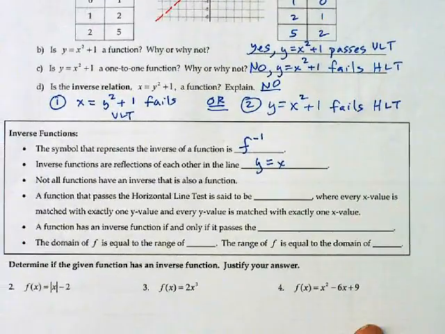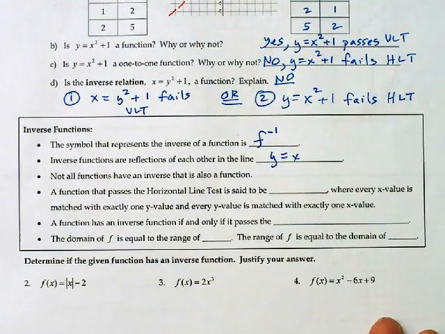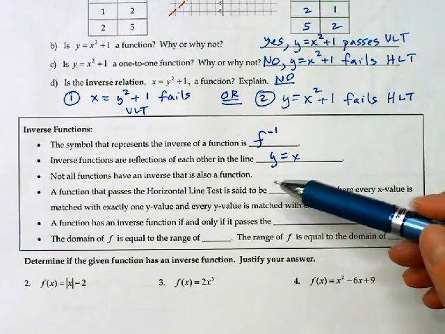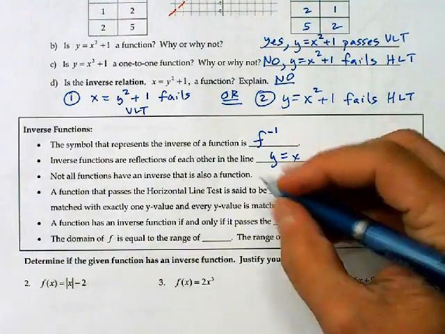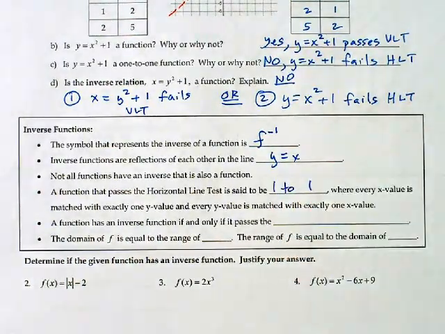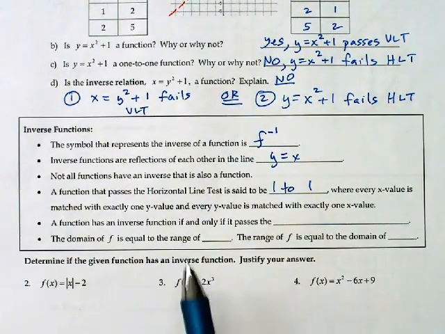All right. Not all functions have an inverse that is also a function. We just saw that. A function that passes the horizontal line test is said to be one-to-one, where every x value is matched with exactly one y value, and vice versa.